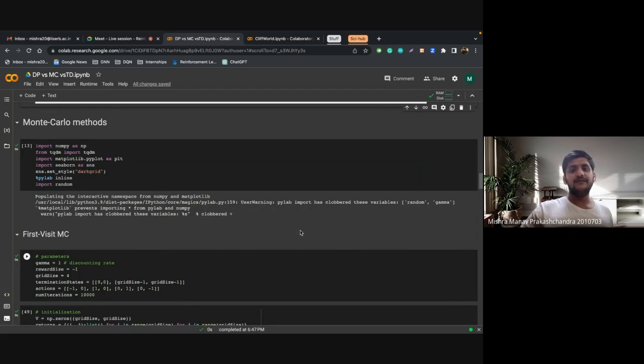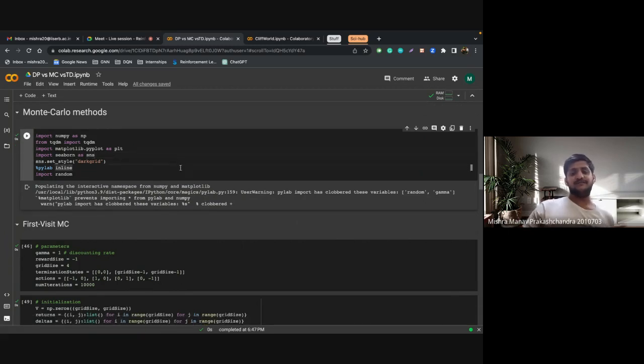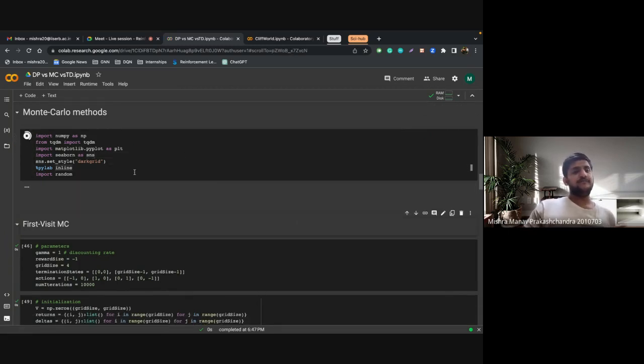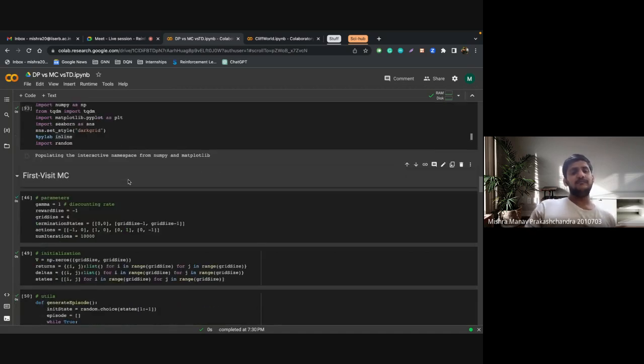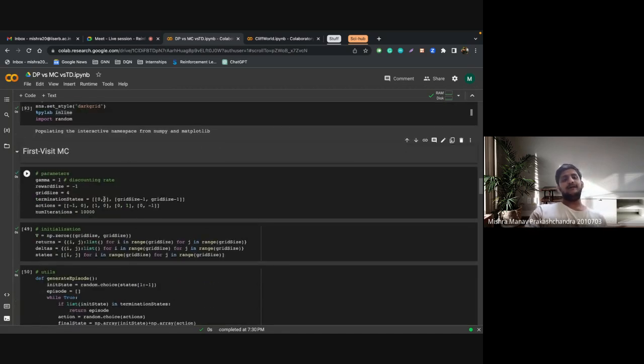Okay. So we'll start with the Monte Carlo methods now. Similarly, same problem. I have my parameters defined the same. So here I've kept gamma to be 1. My discount factor is 1. Reward is -1 and so on.